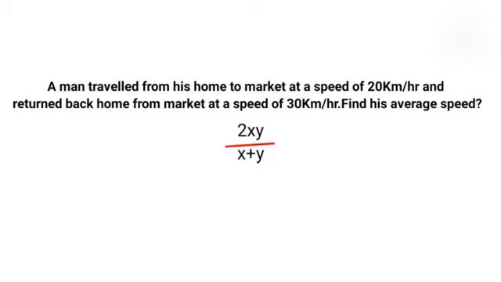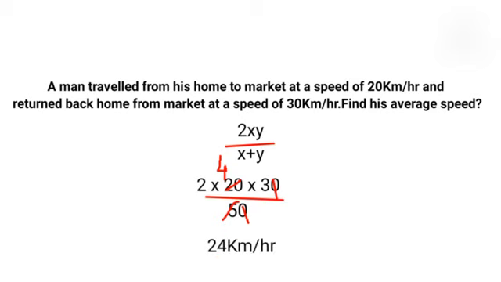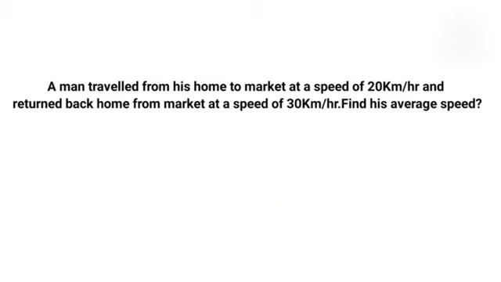Now substituting the values, x is 20 km per hour and y is 30 km per hour. So 2 into 20 into 30 divided by 20 plus 30, which is 50. Now we can cancel out the 10. 5 into 4 is 20. So 2 into 4 is 8. 8 into 3 is 24. So you will get the answer as 24 km per hour. I will explain one more method. Whichever you find easier, you can use that.